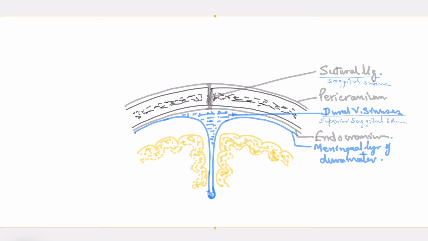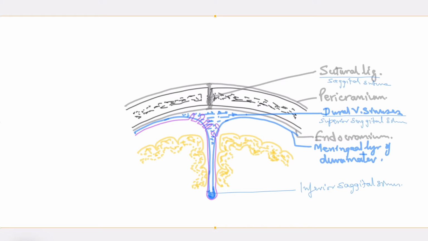And on the lower free edge of this crescentic fold of dura mater called falx cerebri, there also you have a dural venous sinus, and that is called inferior sagittal sinus. Now below this meningeal layer of the dura mater, you find another layer of the meninges, which gives out finger-like projections in the dural venous sinuses. These finger-like projections are called arachnoid villi, and it keeps lining the meningeal layer of dura mater from inside.